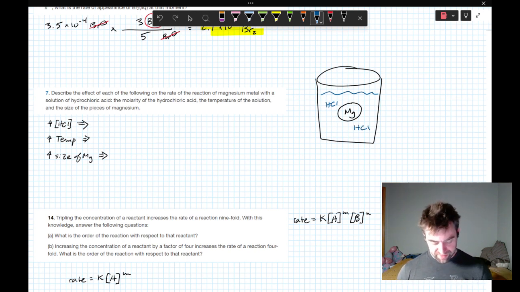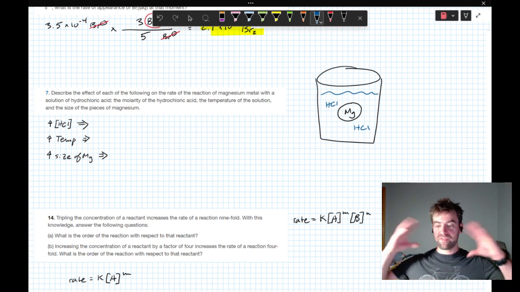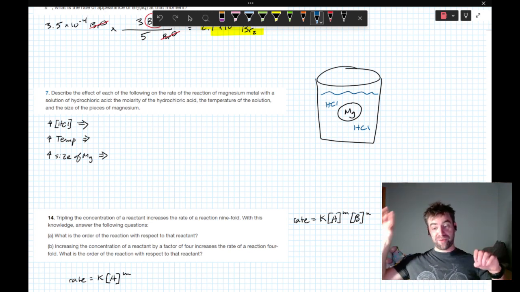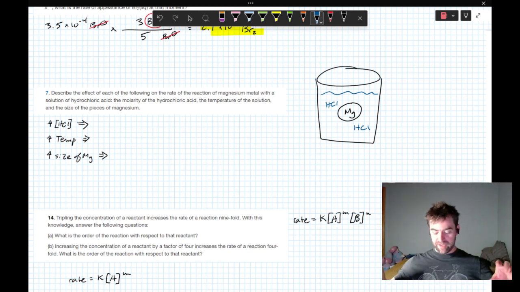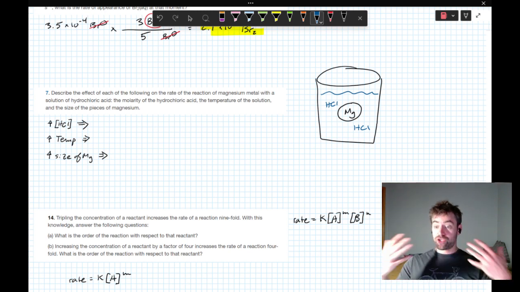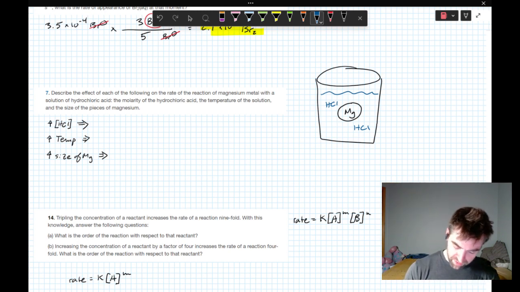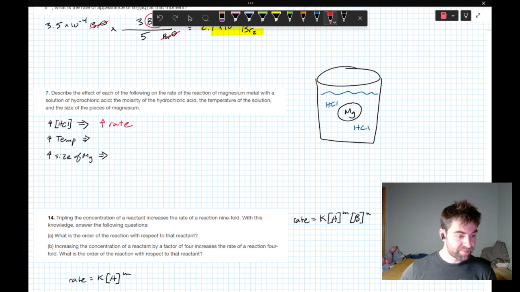So if we increase the concentration of hydrochloric acid, what is that going to do to the reaction rate? Thinking of this just really conceptually, we have hydrochloric acid, hydrogen dissociated from chloride in water. If we increase the number of free hydrogens and free chlorides, more of those are going to be available to bump into the magnesium and react with it. And so that should move things along faster, right? This is just simple collisions. So this would increase the rate.